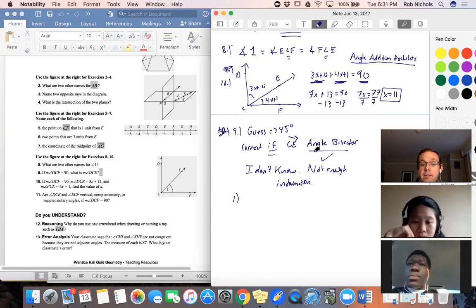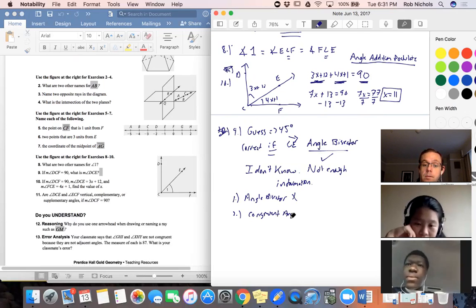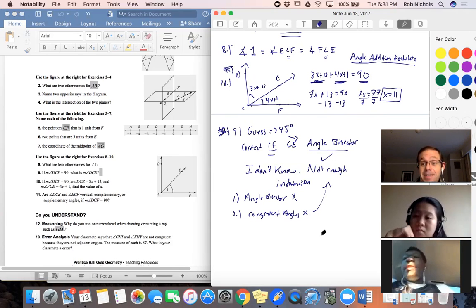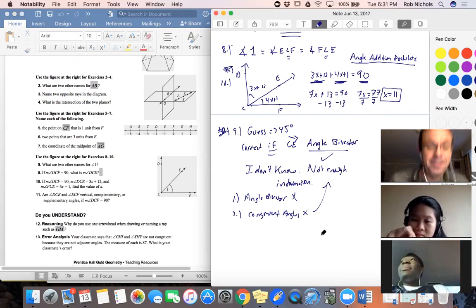So it doesn't tell us two things. One, it doesn't tell us it's an angle bisector. So no, we don't know that. Or two, it doesn't tell us we have congruent angles. So without both of those, we have not enough information. We can't solve this problem. So that sometimes happens in geometry class. I think it's a tricky question. It is a tricky question, yes.